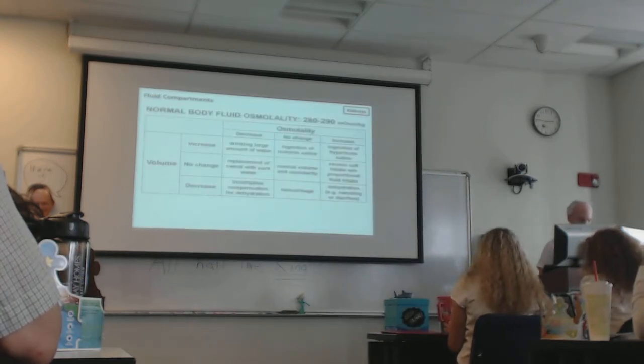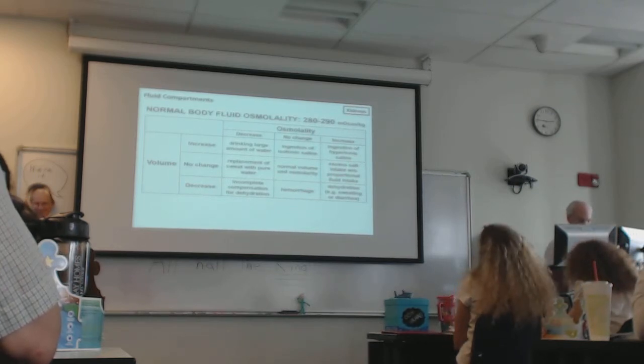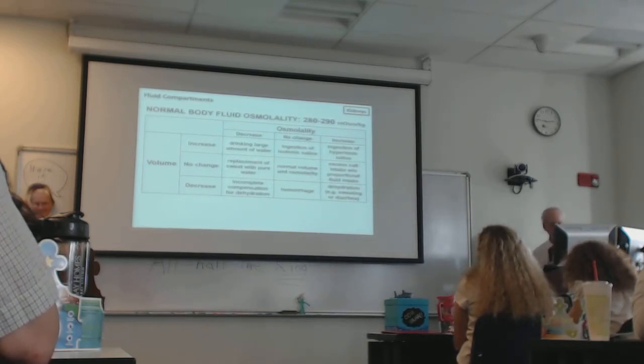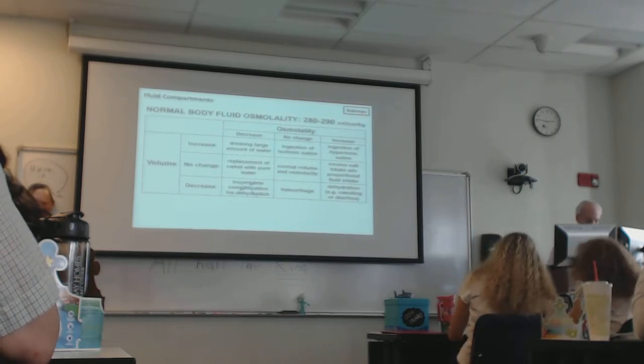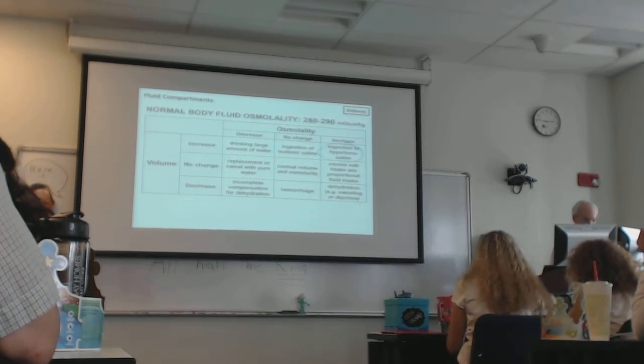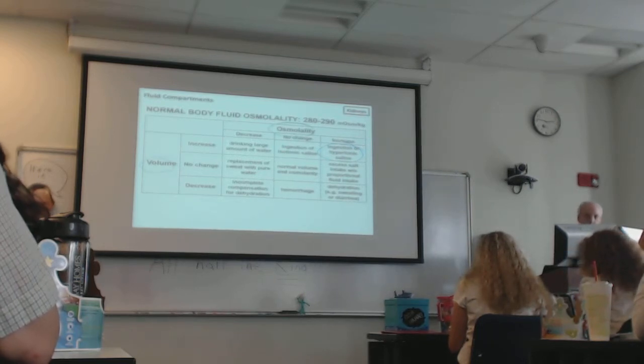I don't think we looked at this before, but here's a little table showing how changes in osmolality can be altered by changes in volume. You should be able to explain each of these little boxes here. For example, how would ingestion of hypertonic saline increase blood volume and increase osmolality? Can anybody explain that?